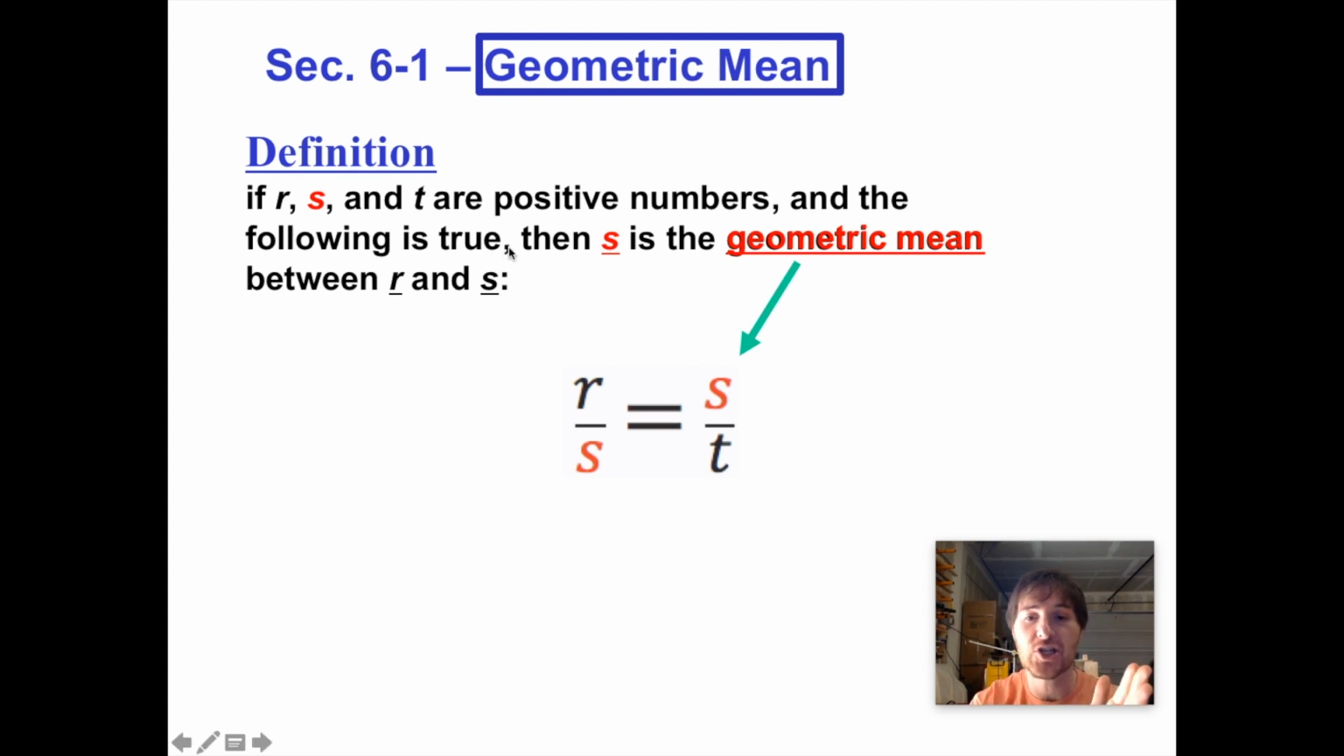Here's the official definition. Here's how you're going to work with it in the actual proportion right here. R to S equals S to T. Those means are the same, across this diagonal. That's where your means are, terms 2 and 3.